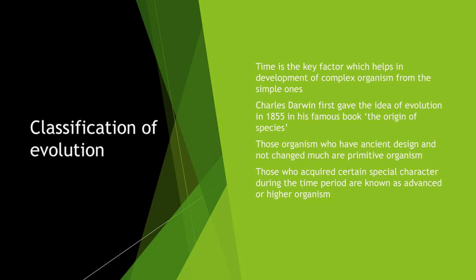One scientist named Charles Darwin described the idea of evolution in 1859 in his book The Origin of Species. In that he said that the character which we already acquired is the primitive character. After that, many secondary characters we will take slowly from nature, and those are the advanced or higher characteristics.